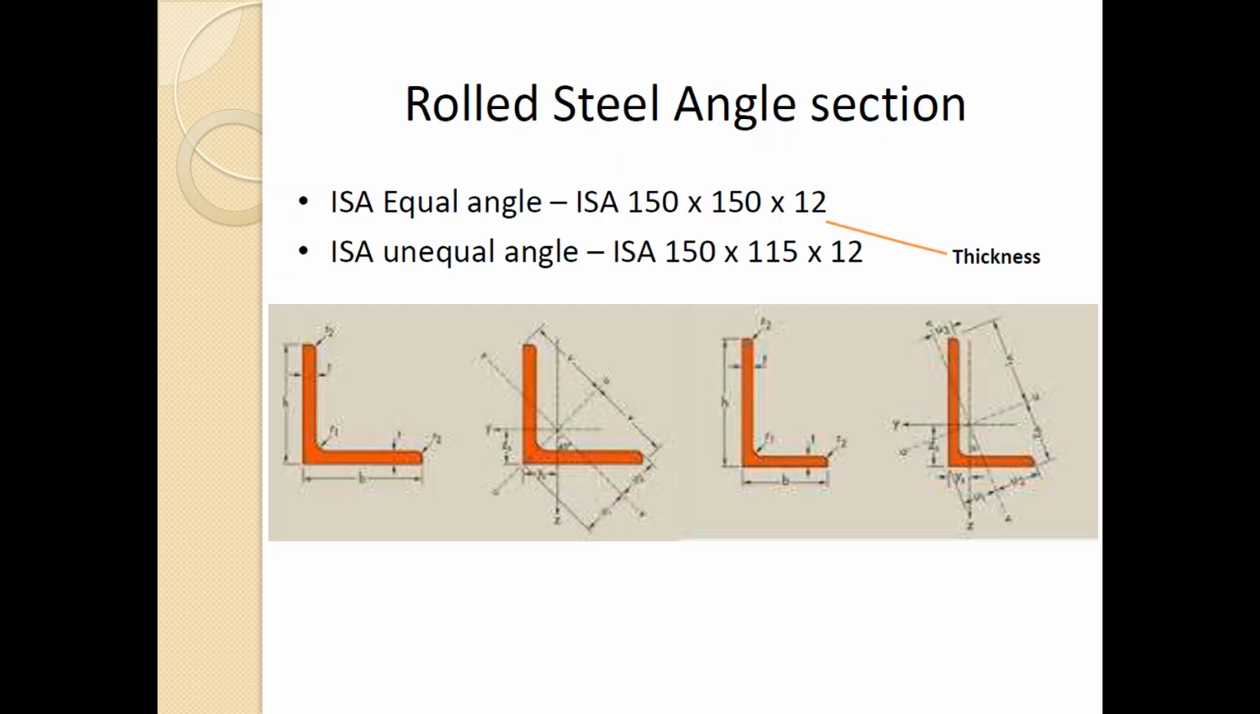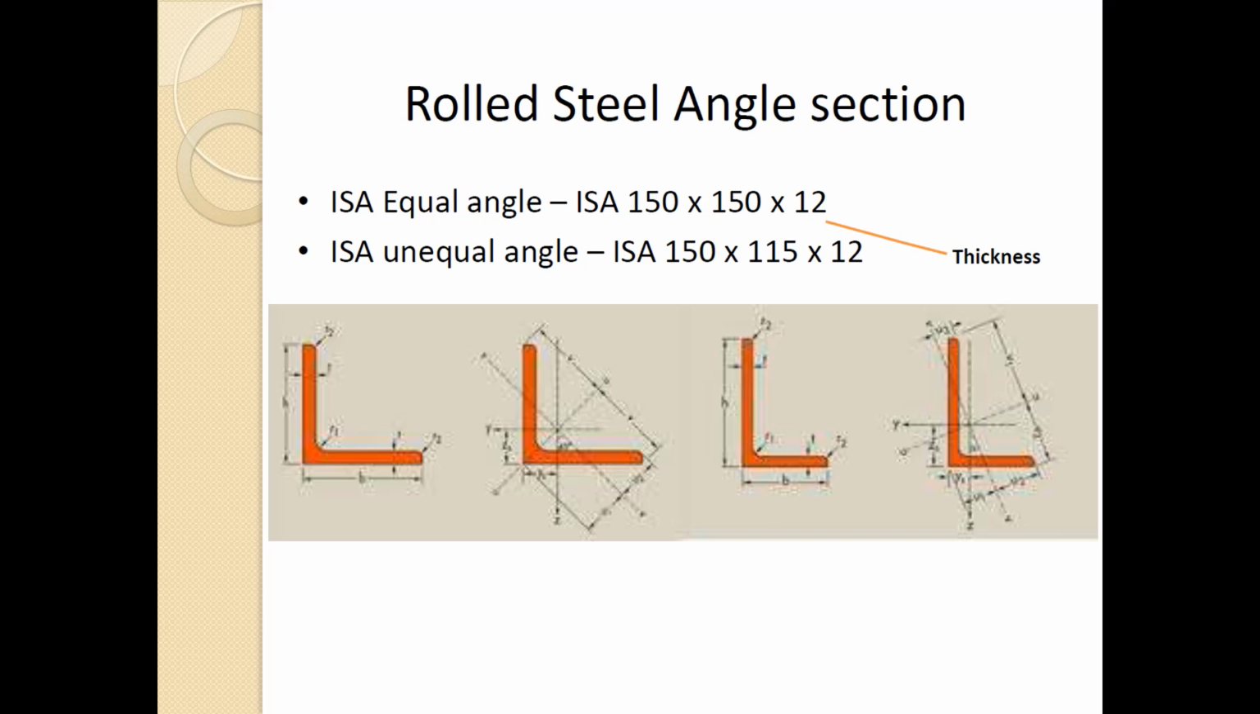So again there is angle section. There are two types, that is equal angle and unequal angle. They are mentioned like ISA 150 150 by 12. Here 150 and 150 represent the length of the two legs of an angle, and 12 is the thickness of that angle. In the same way in case of unequal angle, ISA, that is Indian Standard Angle, 150 is the length of one leg, 115 is the length of the other leg, and 12 is the thickness.